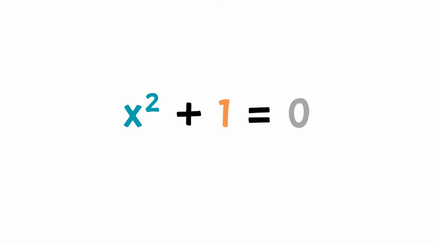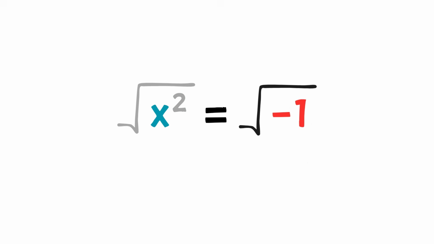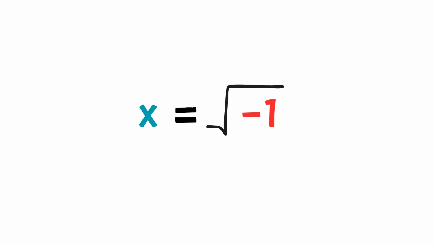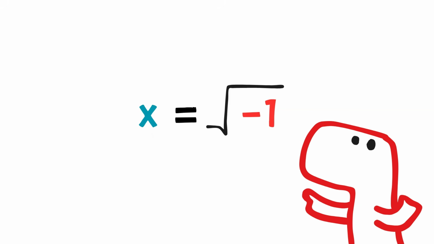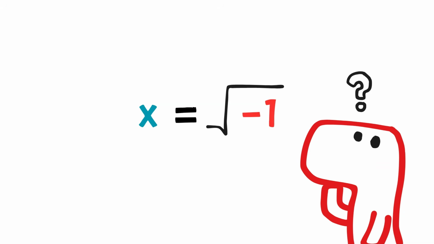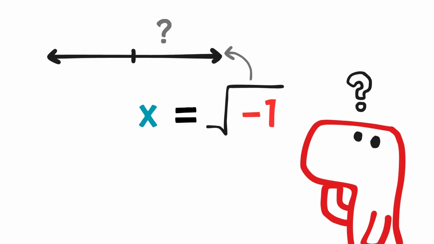Have you ever tried solving an equation like this? If we try to isolate x by subtracting 1 and then take the square root of both sides, we get this, the square root of -1. So what is the solution? You've probably been told that this doesn't exist, as no real number equals the square root of a negative number. So does x exist? Not in the world of real numbers.